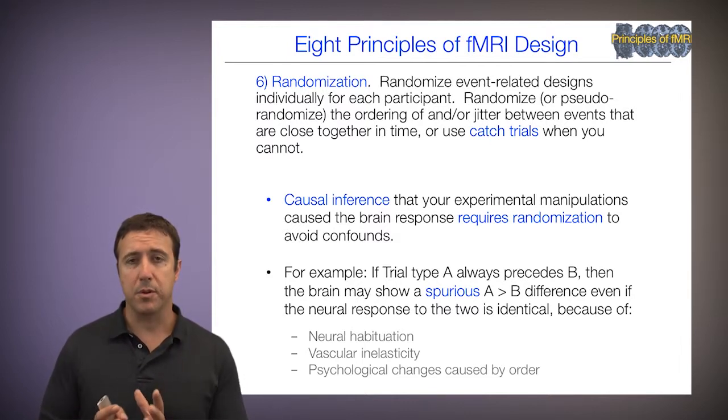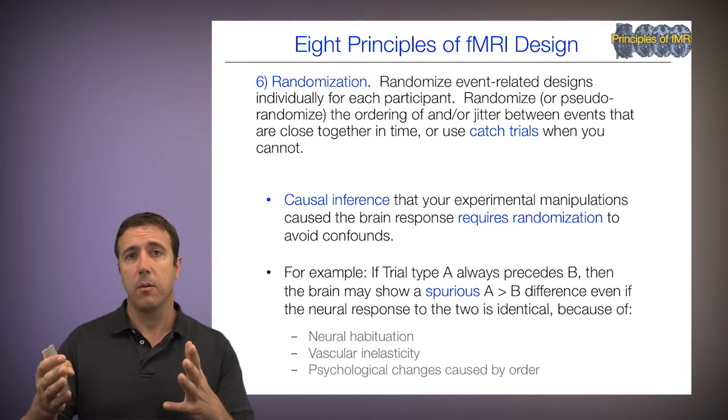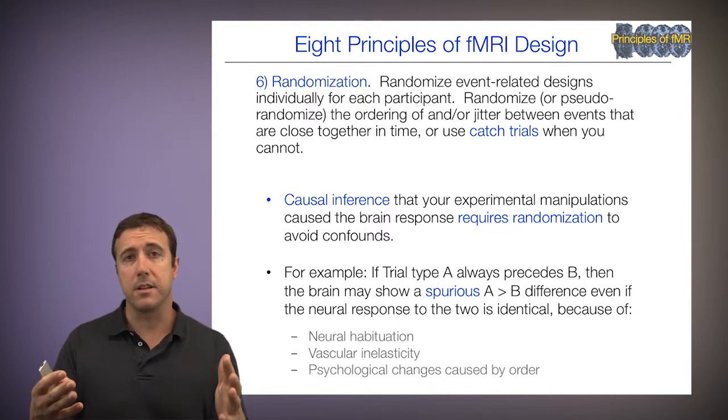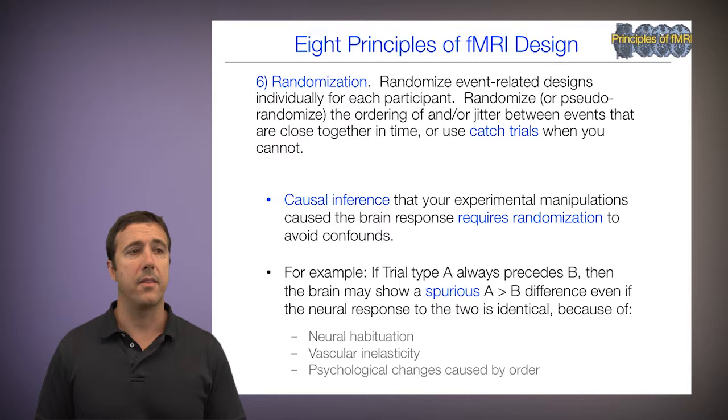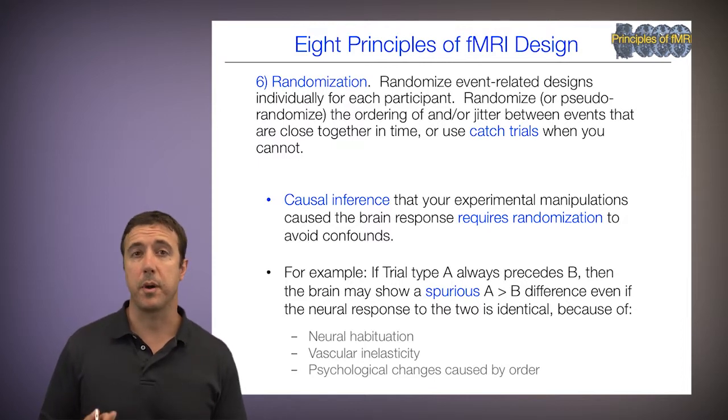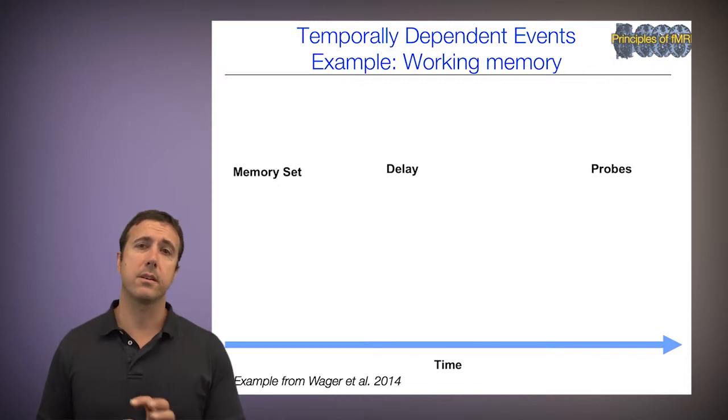So if A produces a response, the blood vessels dilate. When B happens, the blood vessels are already dilated, so they can't go further. And then C, psychological changes caused by order are quite common. So, three confounds. Let's look at an example of such a design and what we might do about it.